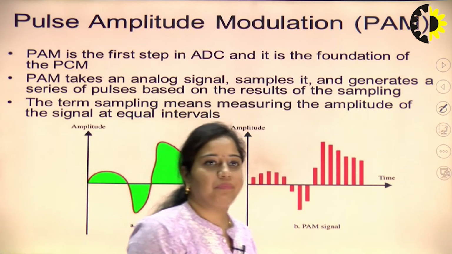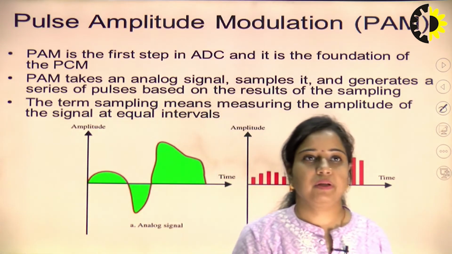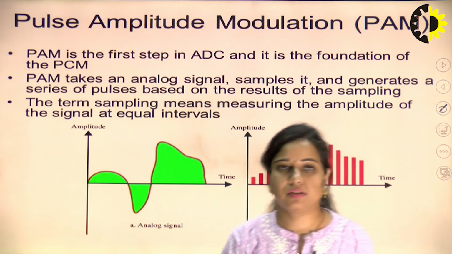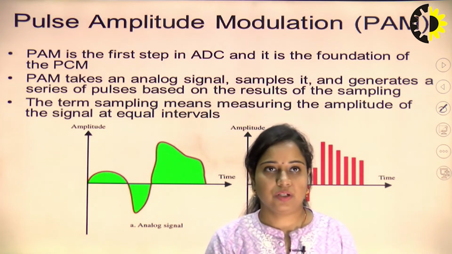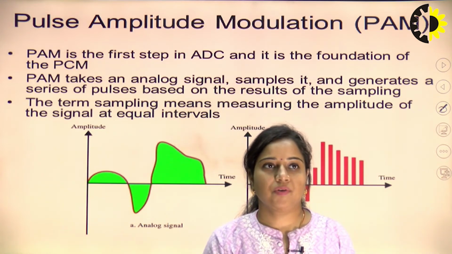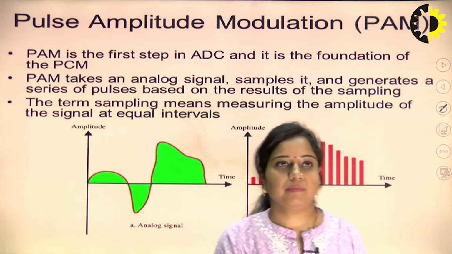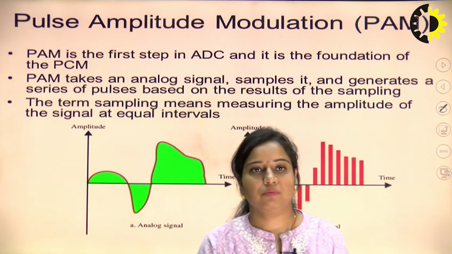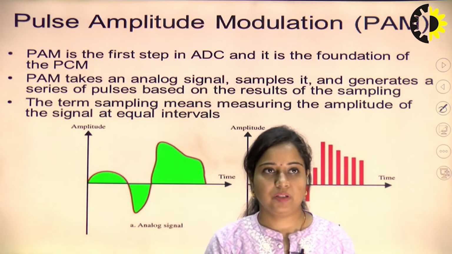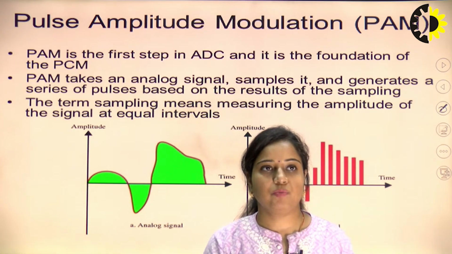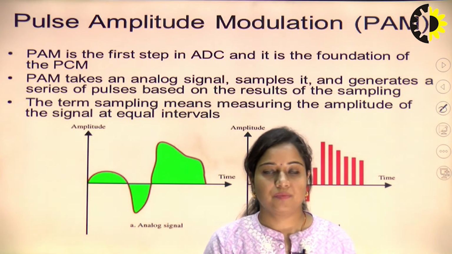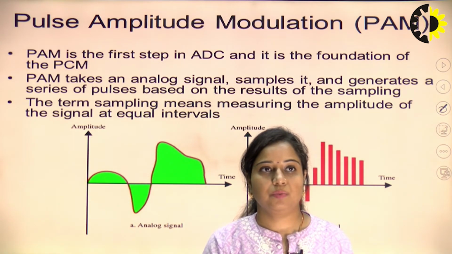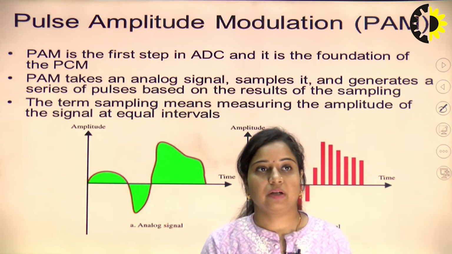PAM is the first step in ADC. What is ADC? ADC is the analog to digital converter, and it is the foundation of the PCM. PCM is pulse code modulation. In pulse code modulation, the input is in the form of bits, that is 1 and 0, and we have to modulate this signal. So the first step for the analog to digital converter is to generate a PAM signal.